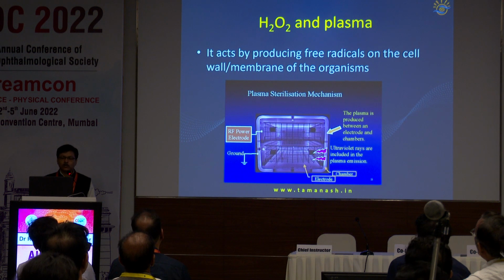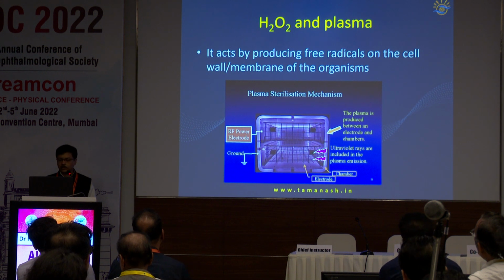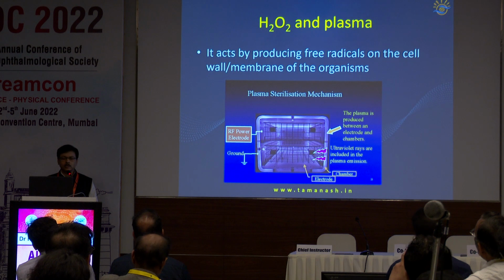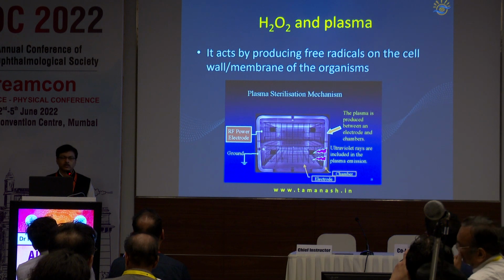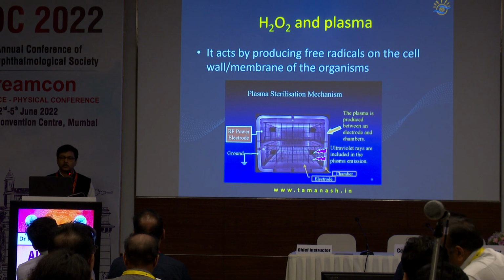Hydrogen peroxide and cold plasma, unfortunately, has not caught up in ophthalmology circles, but it is one of the safest and most convenient and most eco-friendly methods of sterilization, because it does not increase the temperature locally, even to the level that ETO does. So your instruments and plastics are very well protected.